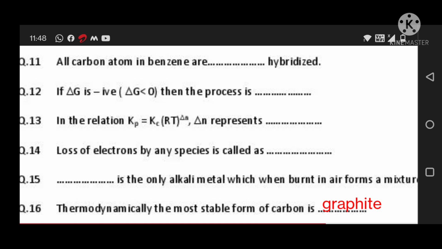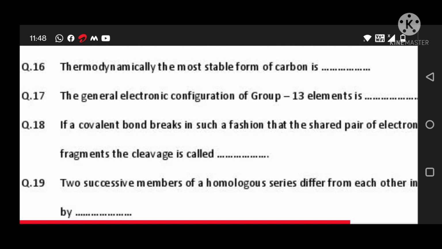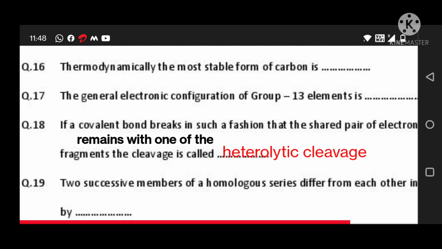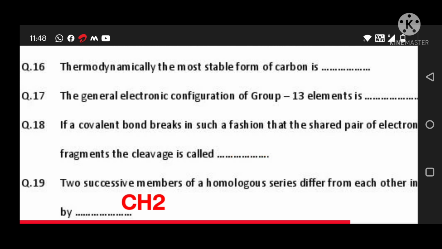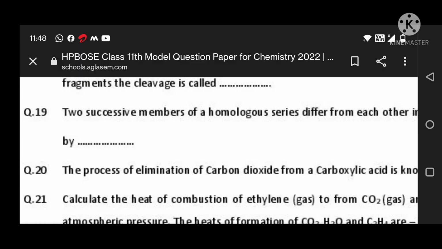Thermodynamically, the most stable form of carbon is graphite. The general electronic configuration of group 13 elements is ns2np1. If a covalent bond breaks in such a fashion that the shared pair of electrons remains with one of the fragments, the cleavage is called heterolytic cleavage. Two successive members of a homologous series differ from each other by a CH2 unit. The process of elimination of carbon dioxide from carboxylic acid is known as decarboxylation.